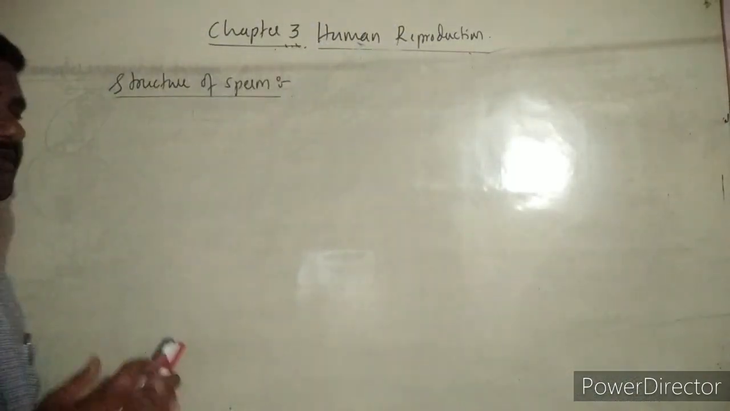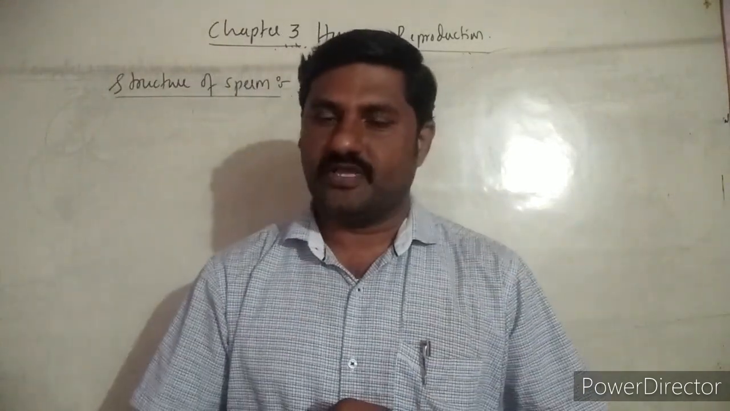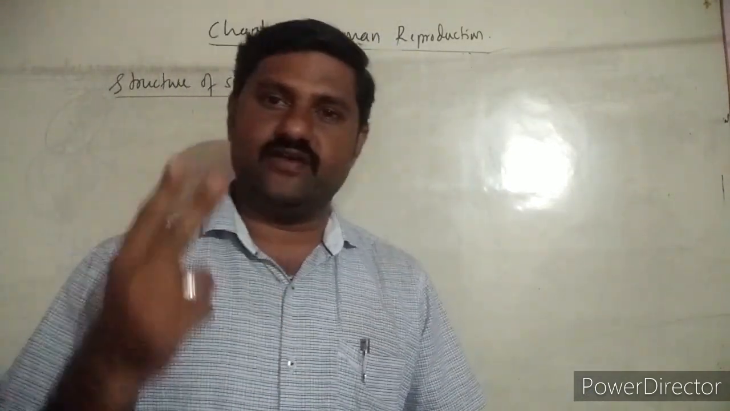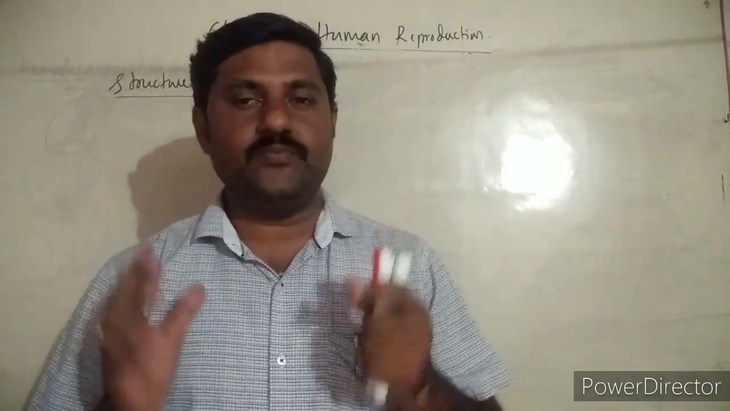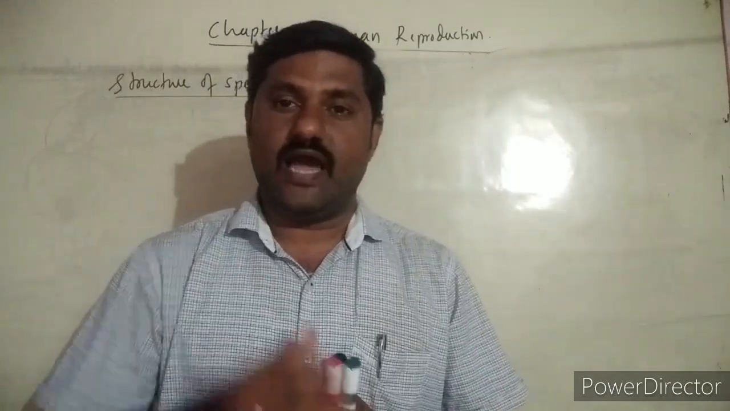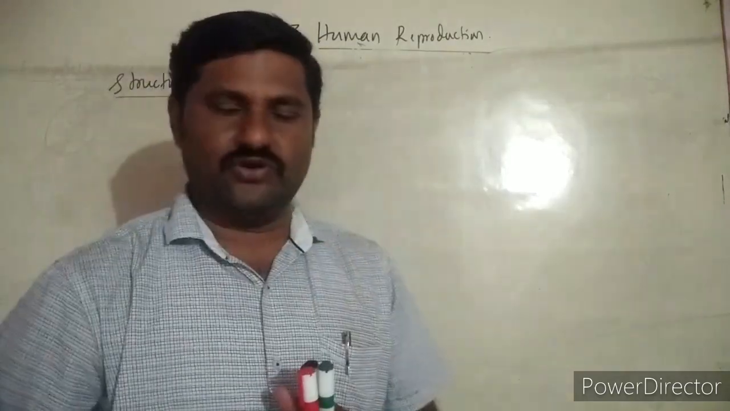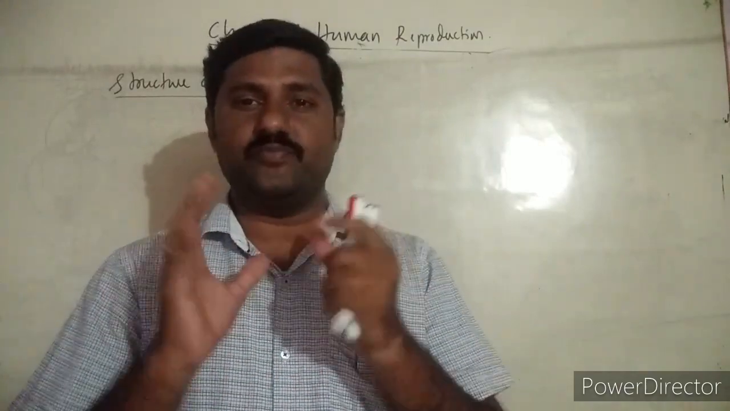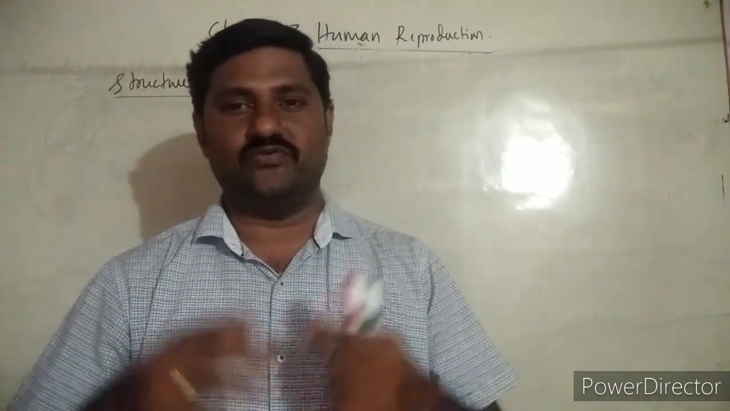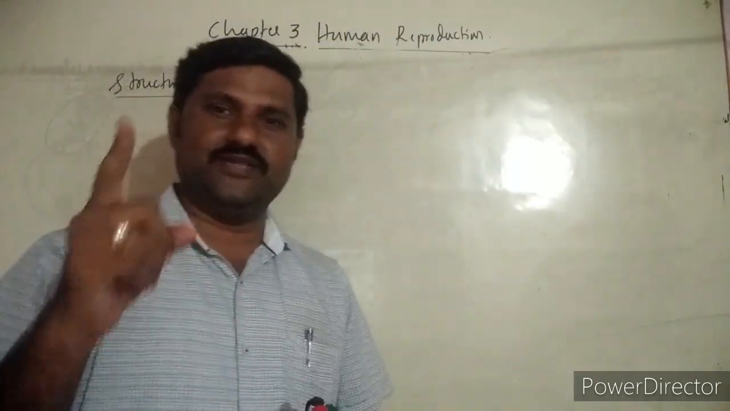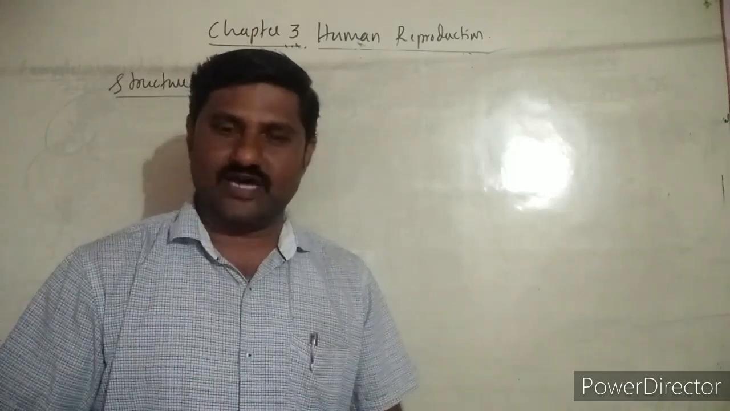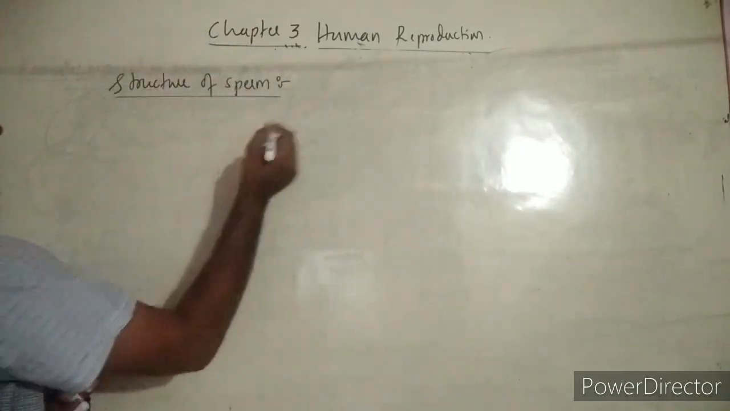Sperm has three major parts. First one is the head part, second one is the middle piece, and third one is the tail part. Like this, we can make three major parts, and a very narrow neck is also present over here. I shall show that in the diagram in detail: what is there in the neck portion, what is there in the head portion, what is there in the middle piece, as well as the tail. All these details of the structure of sperm. So let us start now.